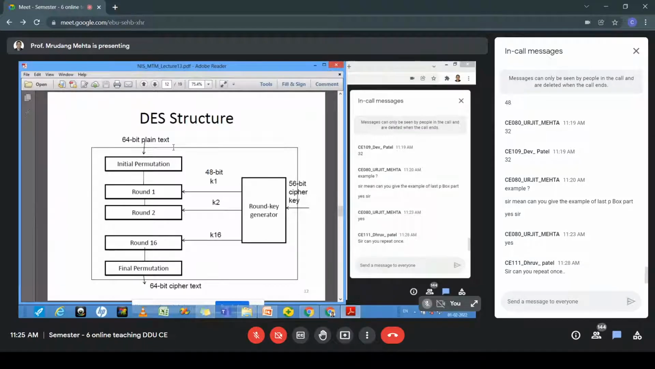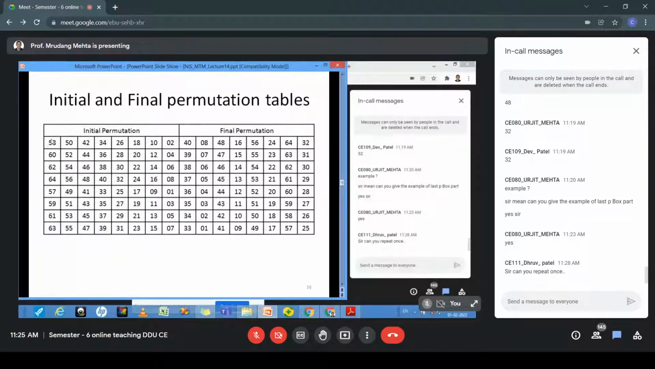So you have a 64-bit, 8 cross 8 block. In that you will have the 58th bit, and that 58th bit is going to be stored in the first bit position. That way the 50th bit is going to be the second bit. Then the 42nd is going to be the third bit. We have already seen this in transposition cipher for 5 bits, so same concept. Permutation, if you can recall transposition cipher, that I already discussed.